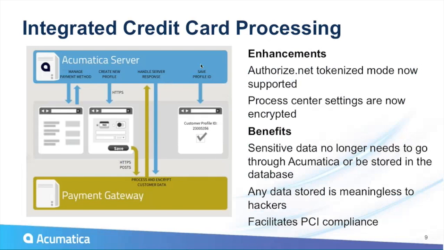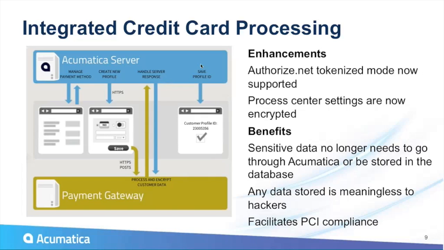Next area is integrated credit card processing. This is a feature that we have today, but that we improve in order to meet the PCI compliance requirements. So today, when you want to process credit cards with Acumatica, you need to store the credit card number and expiration date in the database. This information is encrypted, but still it transits in memory, and it makes the application vulnerable to hackers. And the way it is done today is not PCI compliant, which is not acceptable for multiple customers.